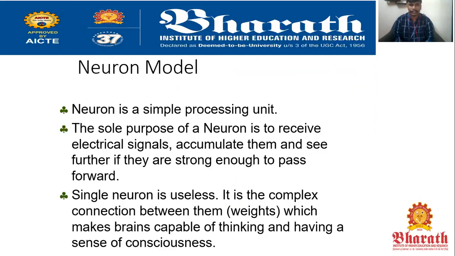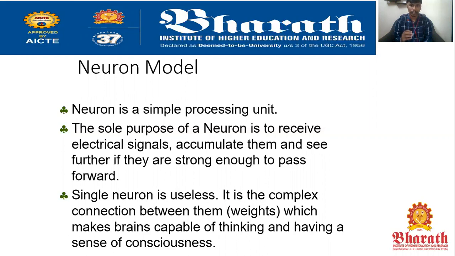Neuron model. As I say, neuron is the simple processing unit which will be processing the given input data and producing the information to the network, and it will be receiving the response which is given from the network to the human brain. So processing of the information and receiving the response is the ultimate function of the neurons. Neuron is considered a simple processing unit, and the sole purpose of neurons is to receive the electrical signals and accumulate them and see whether they are strong enough to pass further.